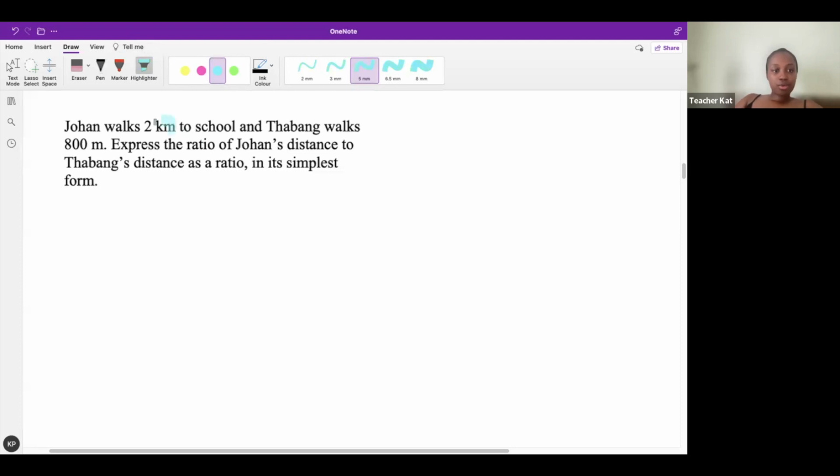So we have to convert one of these to be in the same units. So how do we go from kilometers to meters? How do I go from kilometers to meters, guys? I have no idea what that means, Teboho. What am I multiplying by?